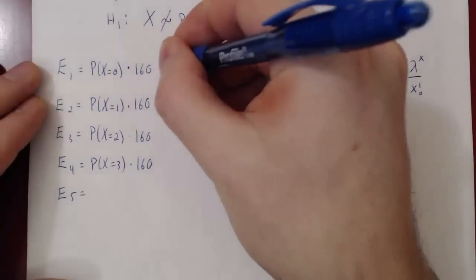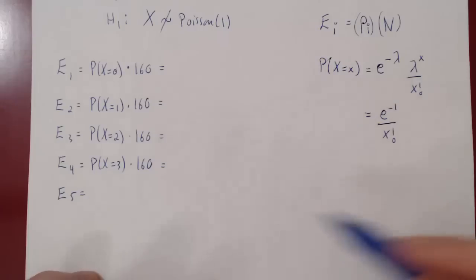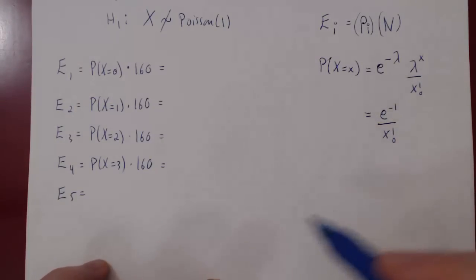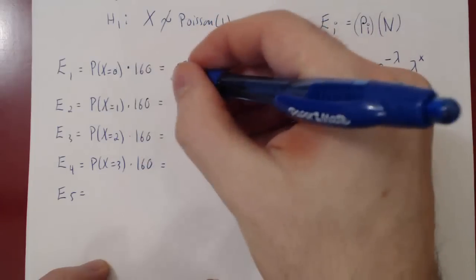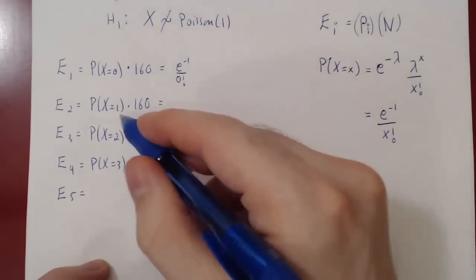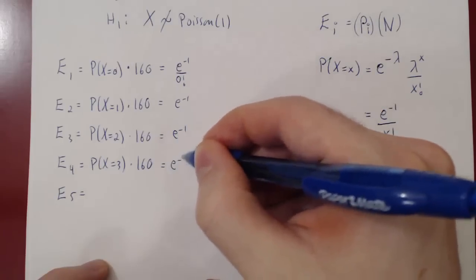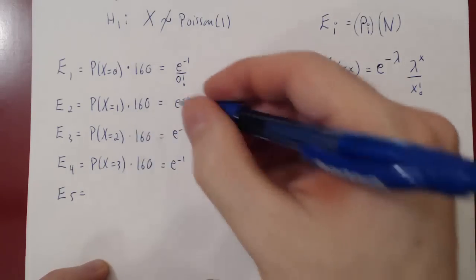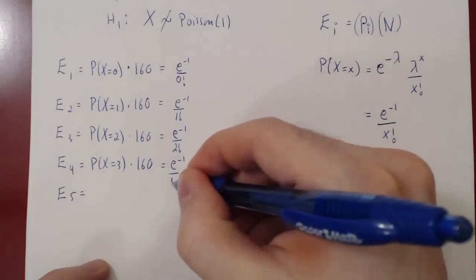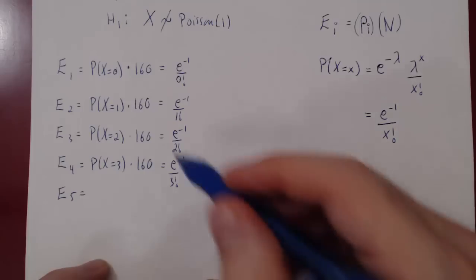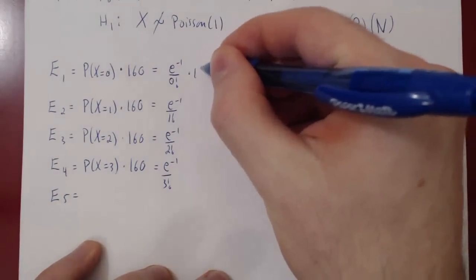Well, in each case, we will get e to the negative 1 over x factorial. So this would be e to the negative 1 over 0 factorial. E to the negative 1 always over 1, 2, 3 factorial, times the total number of observations, so times 160.